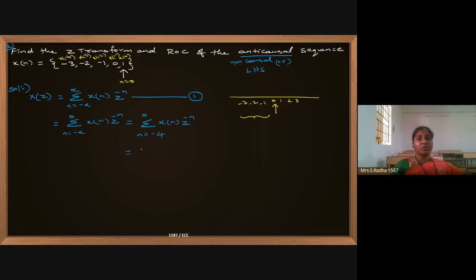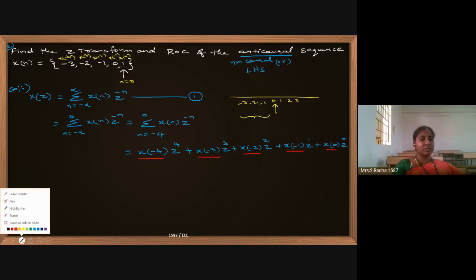This is equal to, if you expand the summation, first I will put minus 4 into Z power plus 4. When I put n value minus 4, this is the thing. When I put n value minus 3, it will come like this. N value minus 2, it will come like this. N value minus 1, it will come like this, Z power 1. N value 0, Z power 0. Okay. Already in the given question, we have the values of x of minus 4, minus 3, minus 2, minus 1, 0. It is there in the given question. I will just substitute the values.